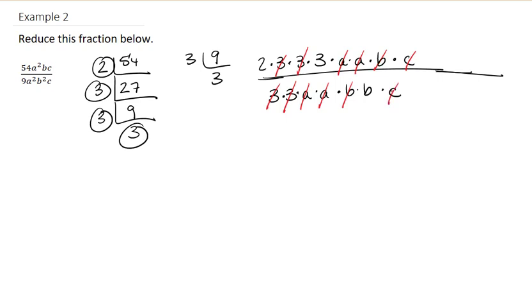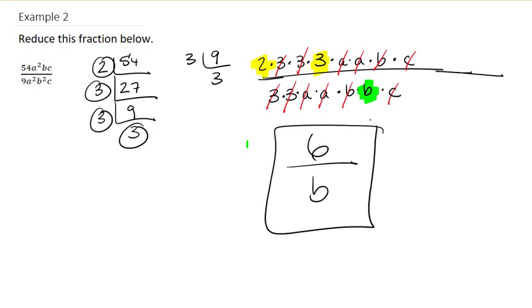So what are we left with? On the top we have a 2 times 3, and then on the bottom we just have a b. So we can go ahead and write that as 2 times 3 is 6 over b. And this would be our reduced fraction.